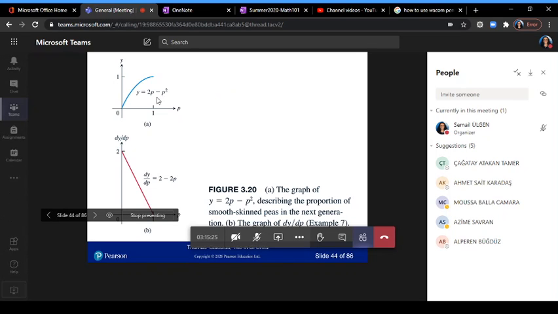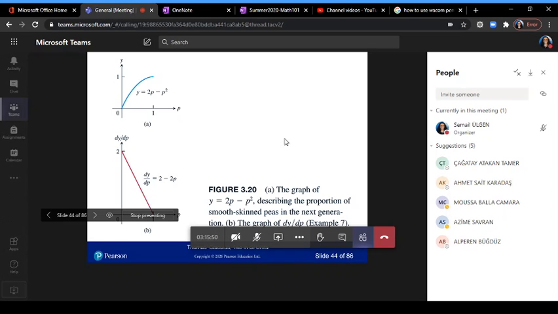Okay, here you are given a graph which is y equals 2p minus p squared, and here's the derivative of that with respect to p, and the derivative of this is 2 minus 2p, which we got here. This is a line, but a line with a negative slope, therefore we drew it like this.